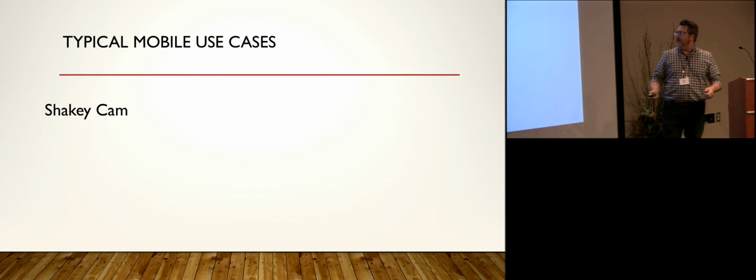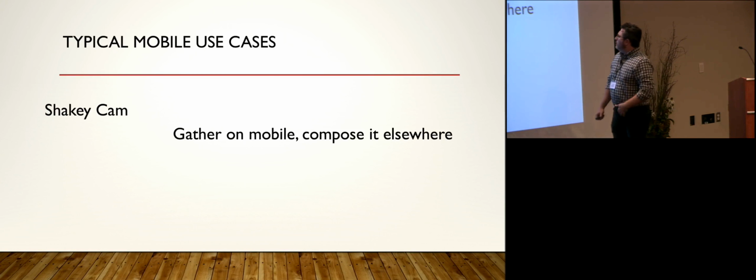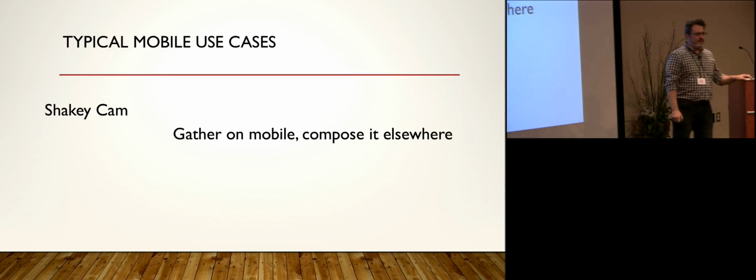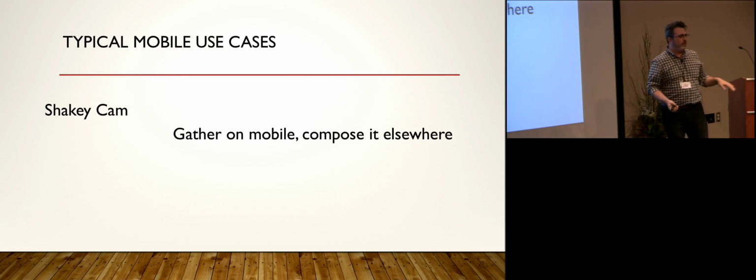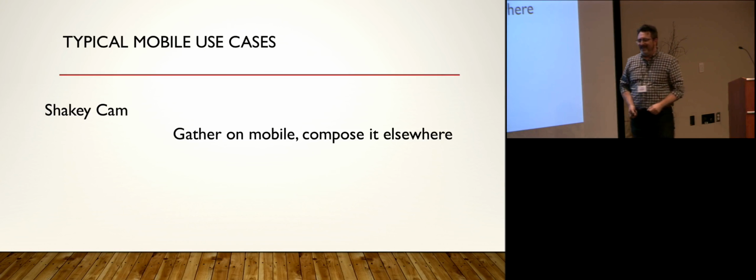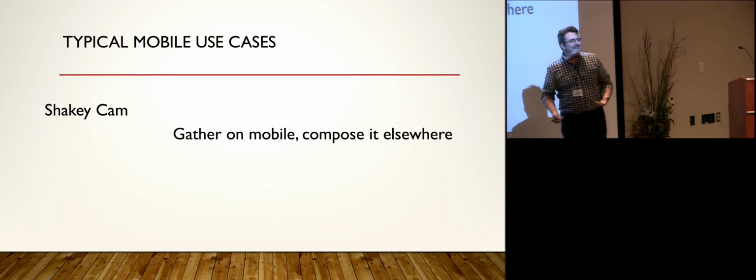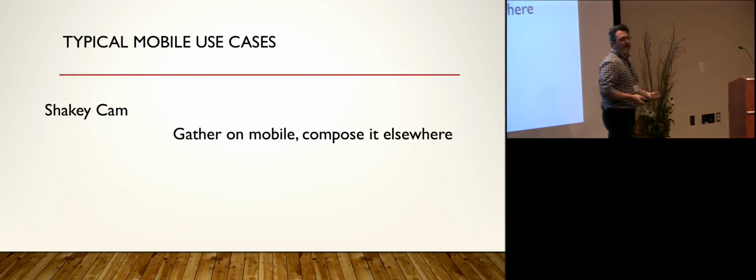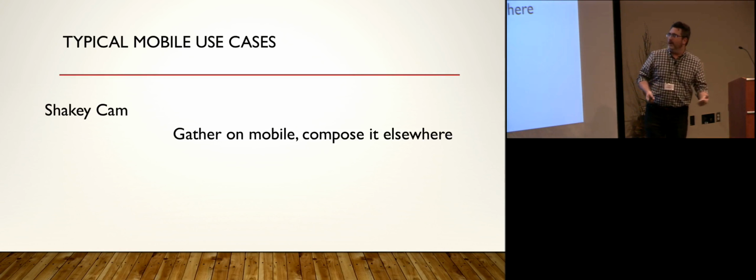So we have this very common tool, and it allows us to get that in situ coverage. We gather on mobile and compose it elsewhere. This is what led at one point the BBC to distribute Windows phones to their reporters. What's the advantage of the Windows Phone? The Windows Phone had the best phone camera on it ever. It was like a 20 megapixel phone camera.